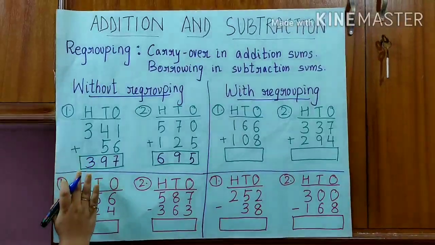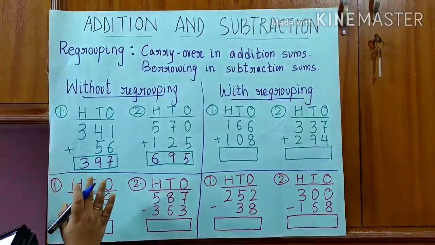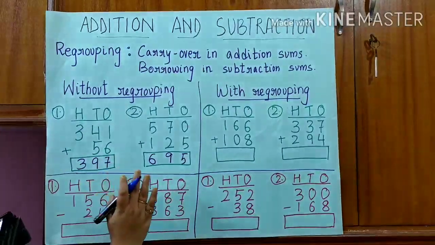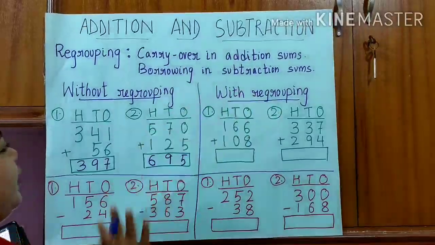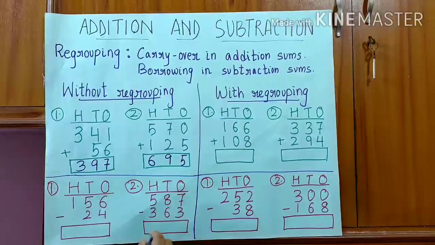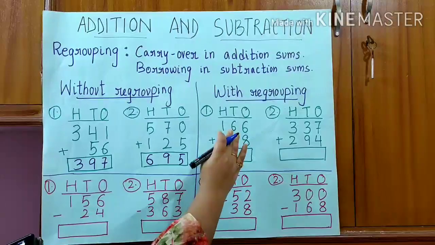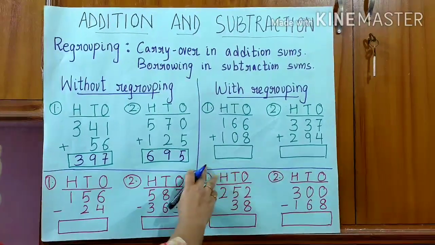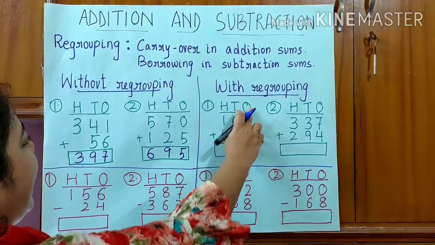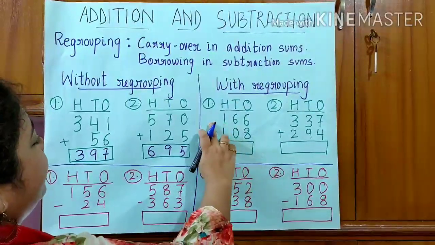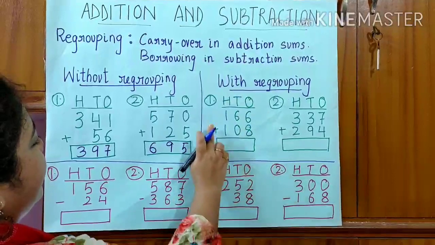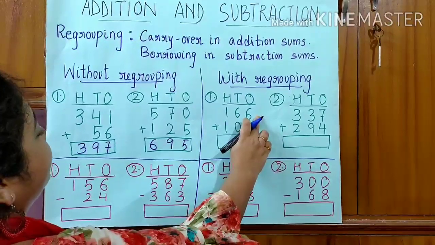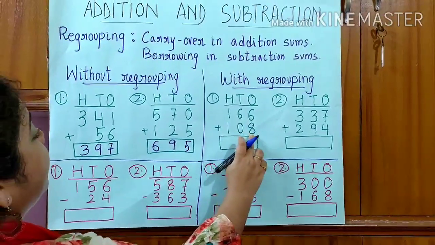Now, I will move on to the next topic, that is addition with regrouping. Here you will see that you have to add with carryover. How will you do that? Let's see. In the ones place, the first number is 166, and we have to add 108.